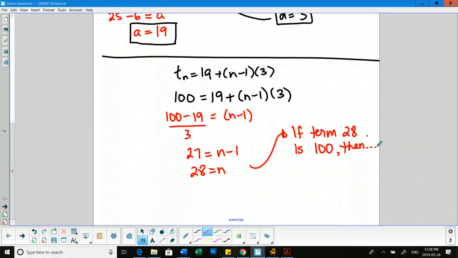What is the question asking me again? Natalie? How many terms are less than 100? So if term 28 is equal to 100, how many terms are? Yeah, so 27 terms are less than 100.